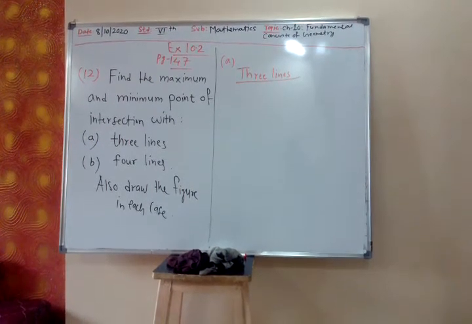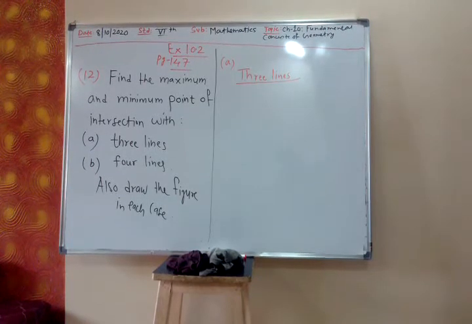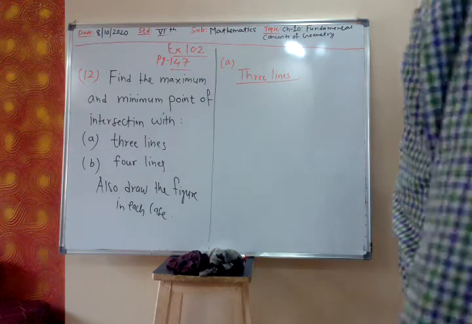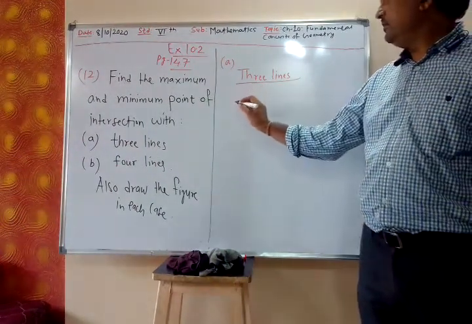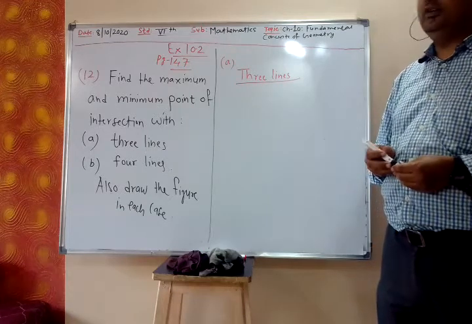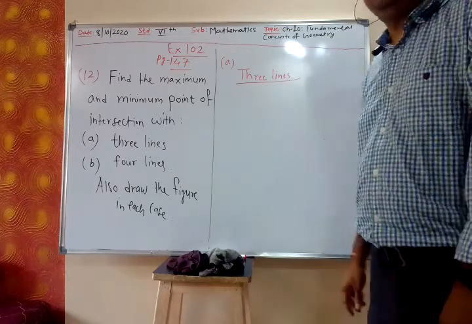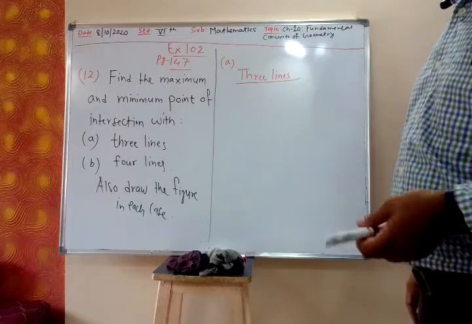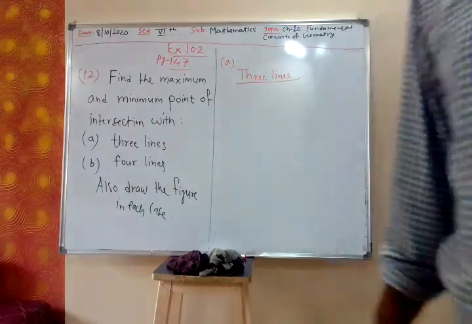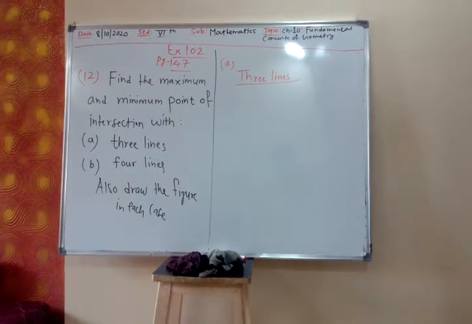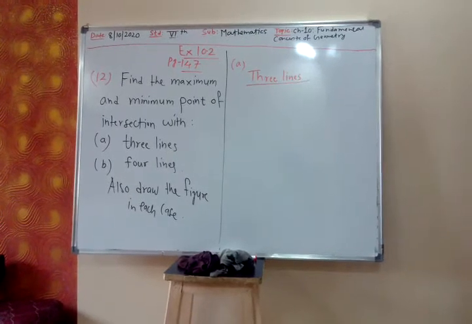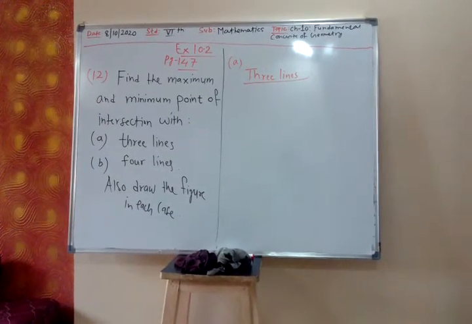Find the maximum and minimum point of intersection with 3 lines and 4 lines. So first we'll consider... No, in the notebook you have to do it, because you have to draw the diagram in this. I want this to be written in the notebook. Now it is clear, right?